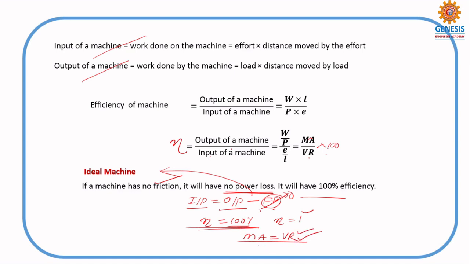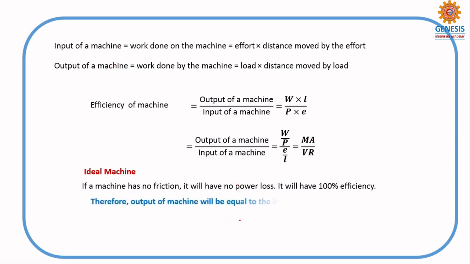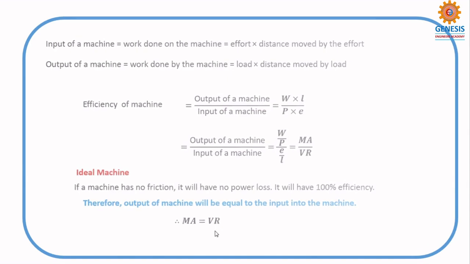Therefore the output of the machine will be equal to the input of the machine. So mechanical advantage is equal to velocity ratio. This is applicable for an ideal machine. Ideal machine means no friction, but in an actual machine it is highly impossible to eliminate the friction.